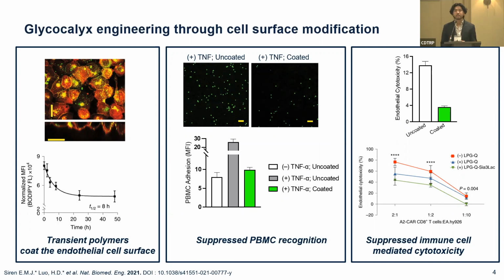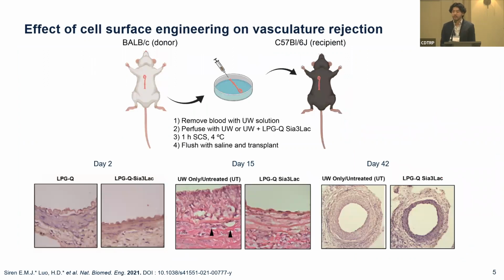So having these preliminary results, we decided to get a collaboration going with Dr. Jonathan Choi at SFU to look at this model using an aortic interpositioning model and an allogeneic mice transplant. We took a piece of artery from a donor mouse, flushed the blood out, and incubated it in either UW solution, which is an organ preservation solution, or UW solution doped with our cell surface engineering molecules. Then, after 1 hour of static cold storage, we flushed it all out before transplanting it into an allogeneic recipient mouse.